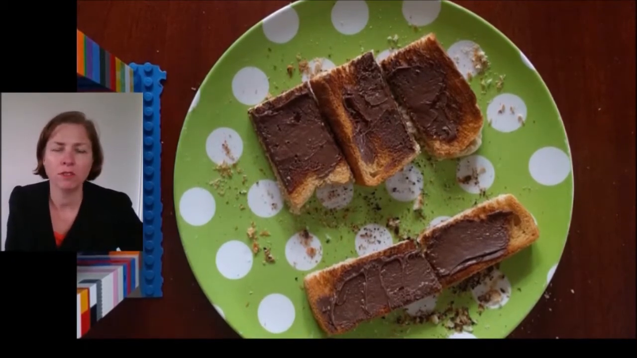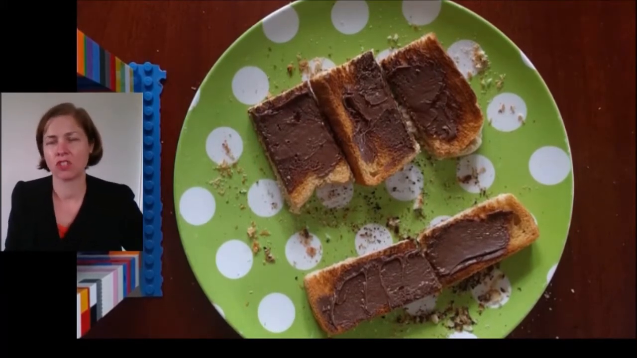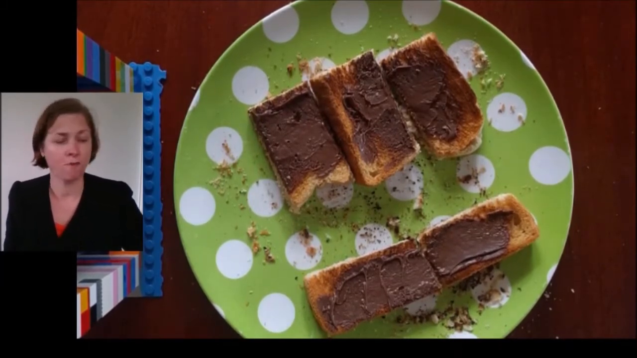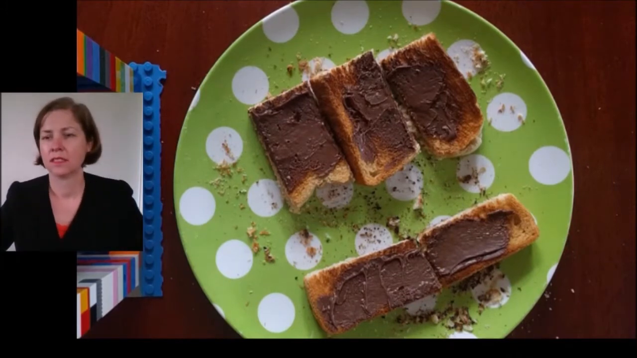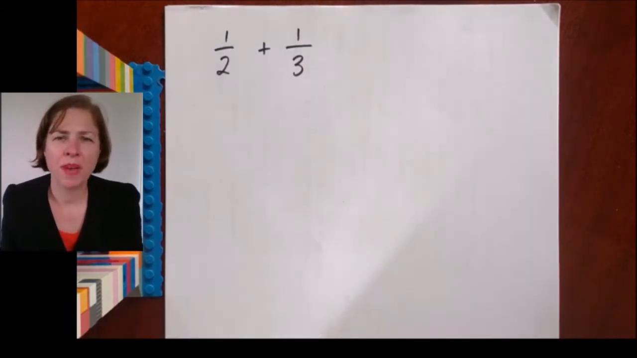I've got 5. And how big are they? They're all sixths. So they're all the same size. So I've got 5/6. So let's look at how that looks when I do it with a pen and paper.